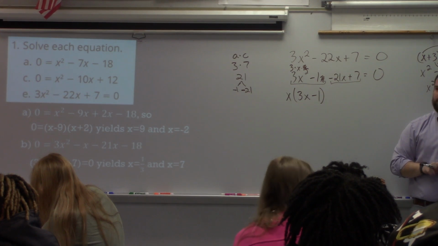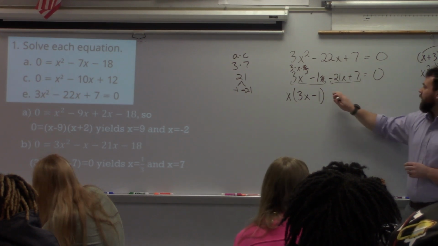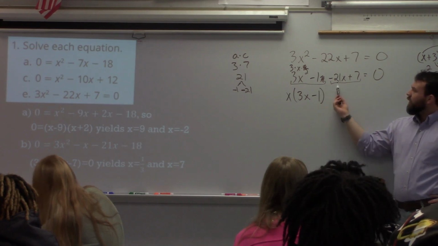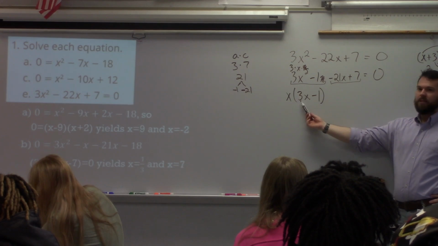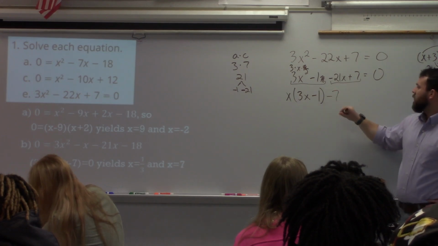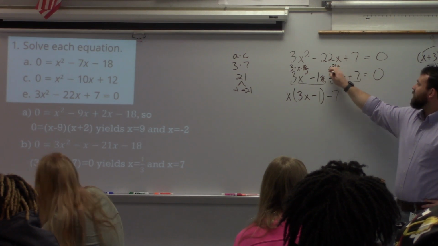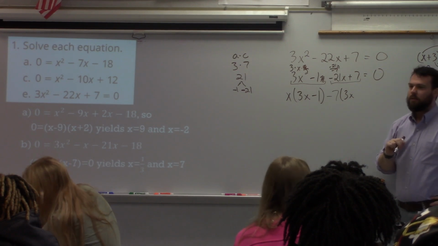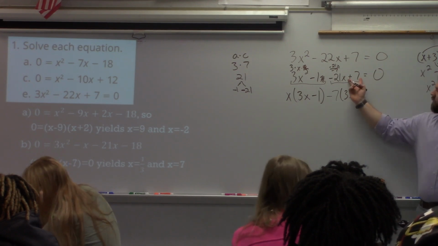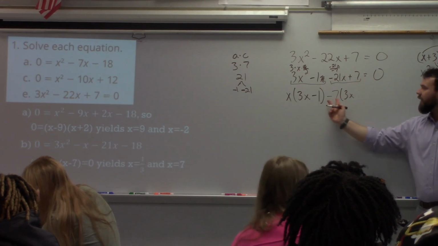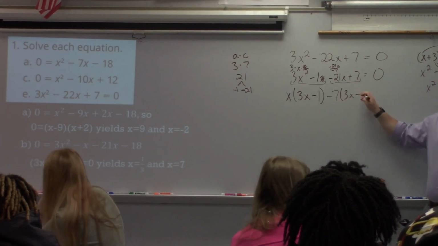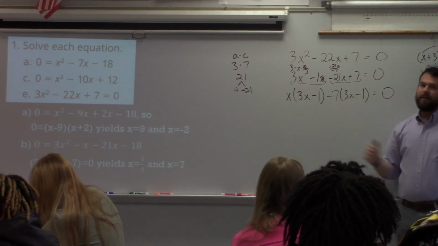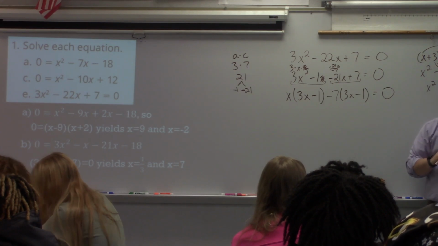negative 21x and 7. What do they have in common? 7. So should I factor out a positive or a negative 7? Negative. Now I want that negative 21 to become a positive 3. So I need to factor out a negative 7. And when I take negative 21x and divide it by negative 7, does that give me a positive 3x? And that's what I wanted. When I take a positive 7 and divide out a negative 7, what am I left with? Negative 1. So 3x minus 1. If these are not the same, I can't move forward. But they are the same, so I can move forward.